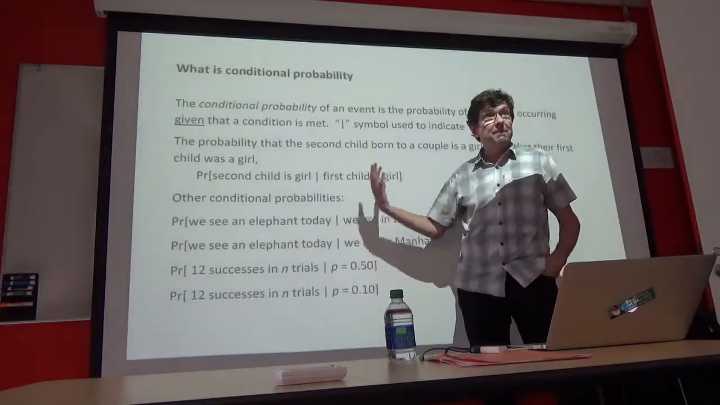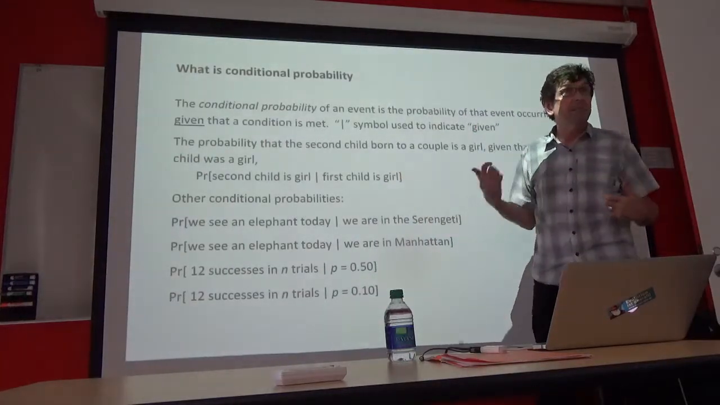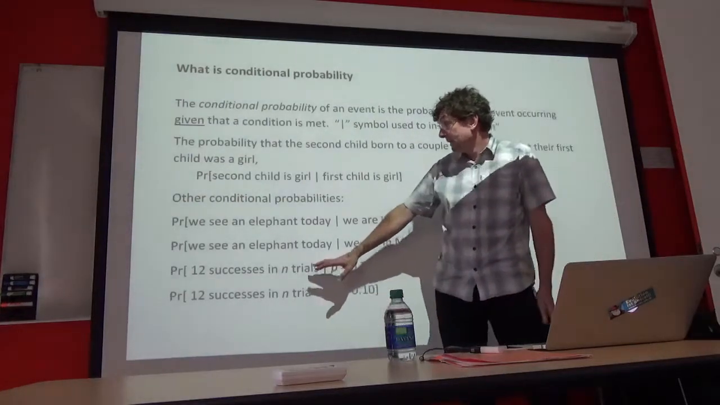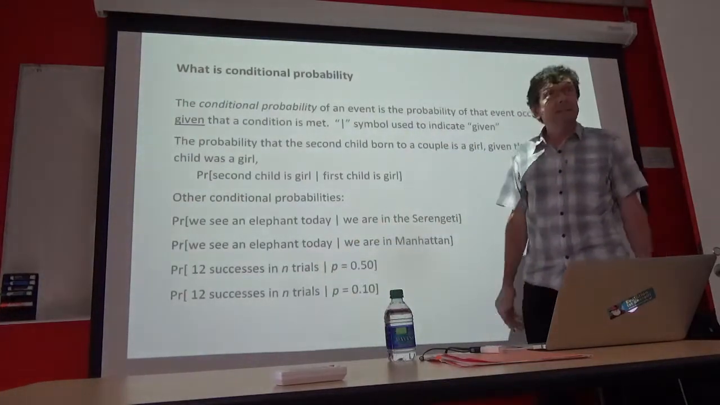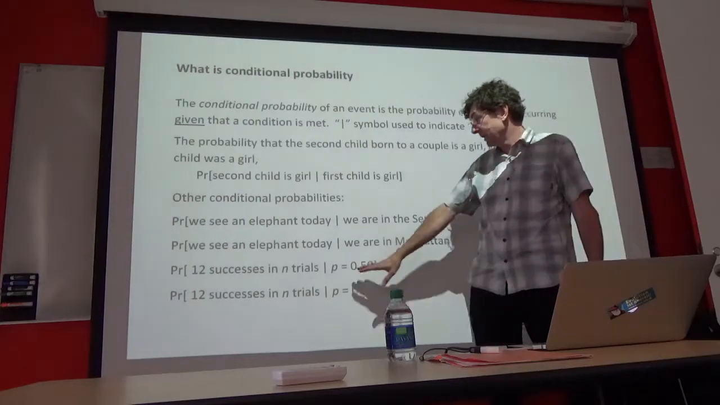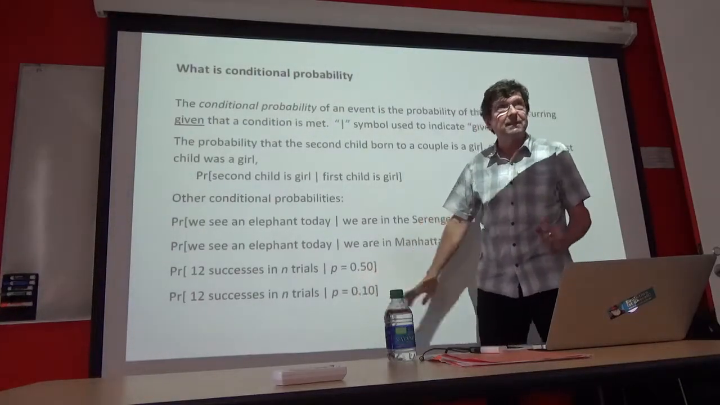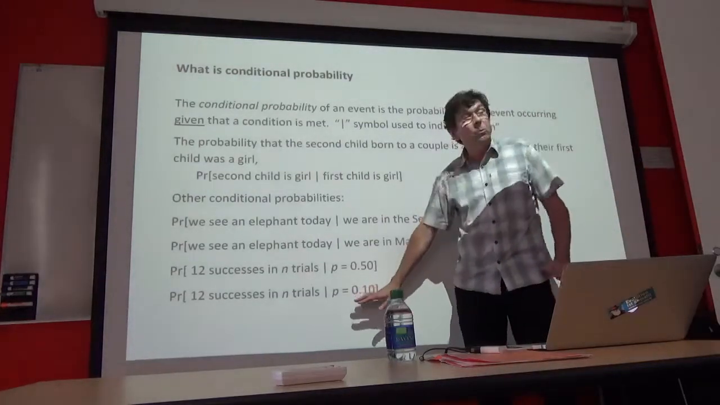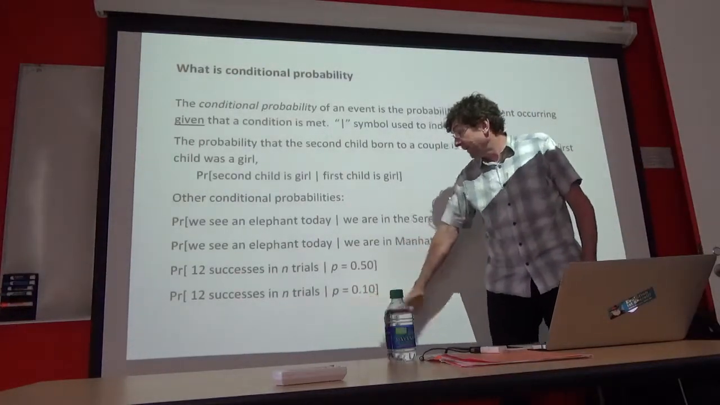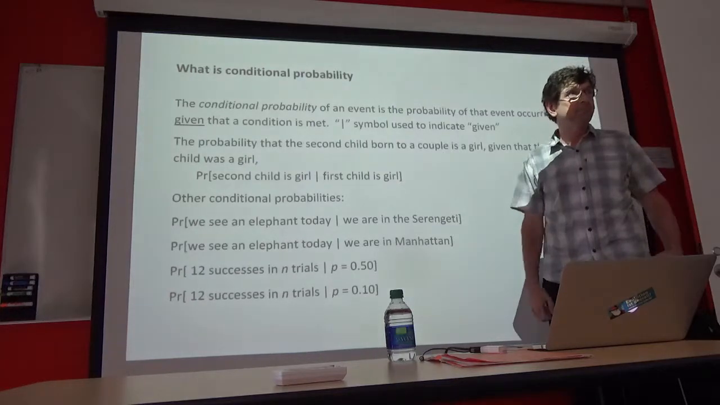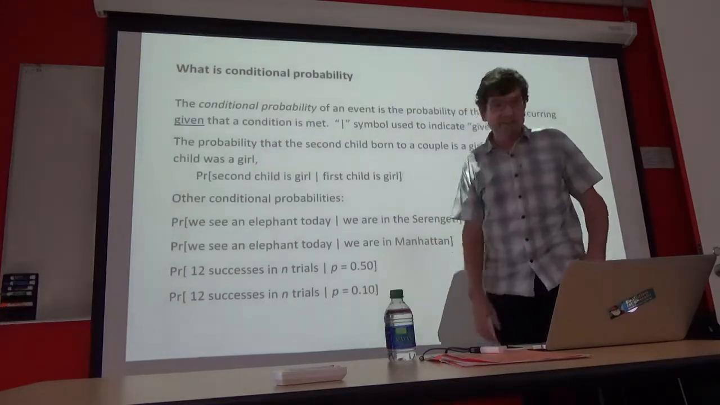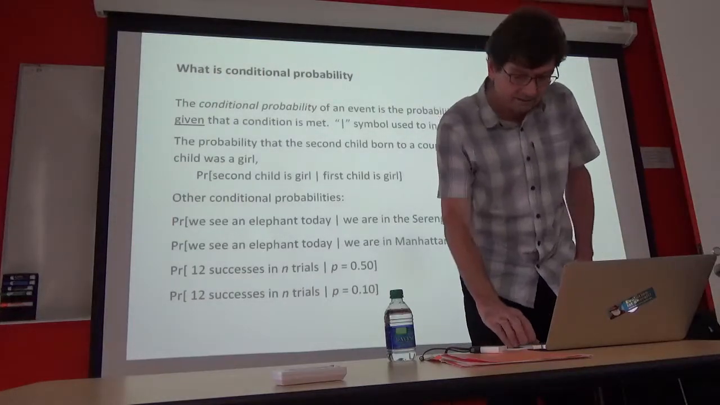And so probability statements about successes and failures in random trials are formulated kind of the same way. It's possible to say, what's the probability of getting 12 successes in however many trials, given that the probability of success in any one trial is 0.5? Or, what is it if the probability of success is only 0.1? Those are statements that we can make, and as you'll see, this is exactly how likelihoods are constructed.